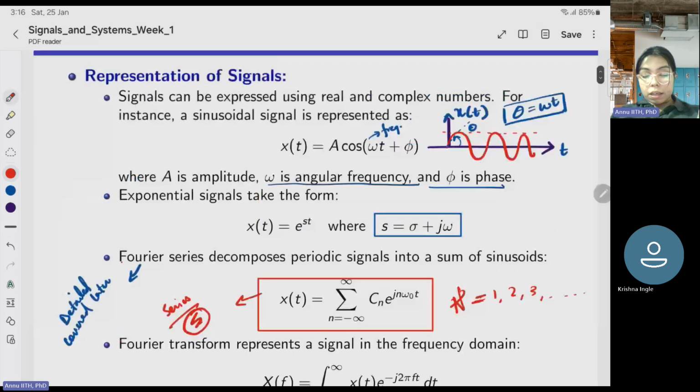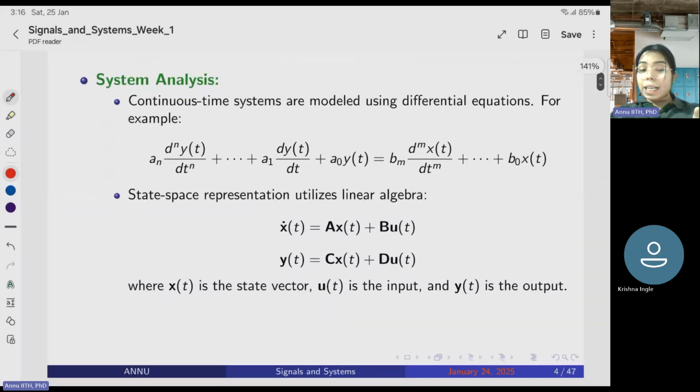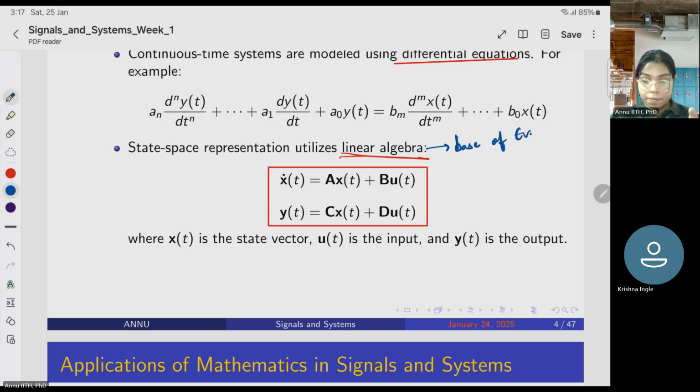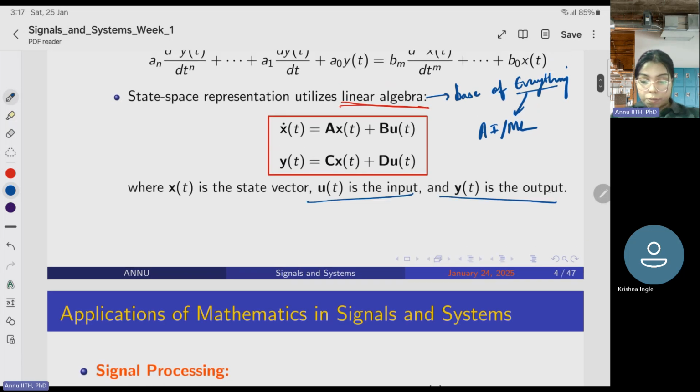Now we talk about signals. What are systems? Basically, continuous time systems. For the sake of simplicity, we will talk about LTI systems. The LTI system analysis is most often done using differential equations. I have just given an example of how differential equations are used in systems, where the state space representation utilizes linear algebra, which is the base of everything. Here I represent everything, meaning AI, where U is the input and Y is the output.